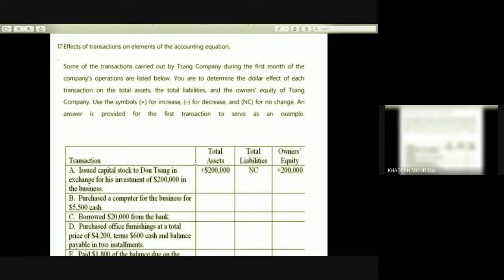Some of the transactions carried out by some company during the first month of company operations are listed below. You are to determine the dollar effect of each transaction on the total asset, total liabilities, and owner's equity of the company. Use the symbols positive for increase, negative for decrease, and NC for no change. An answer is provided for the first transaction to serve as an example.